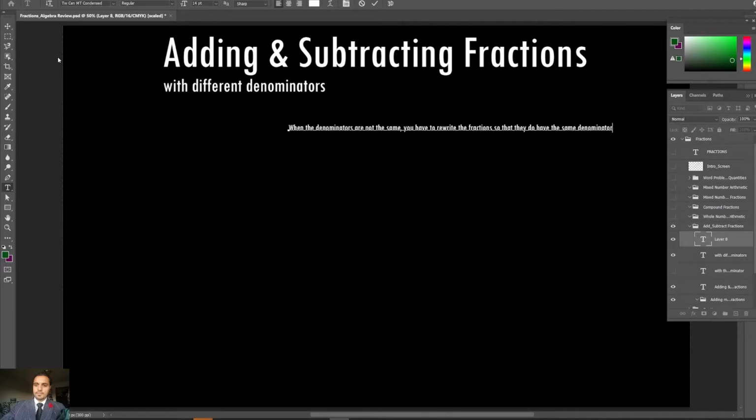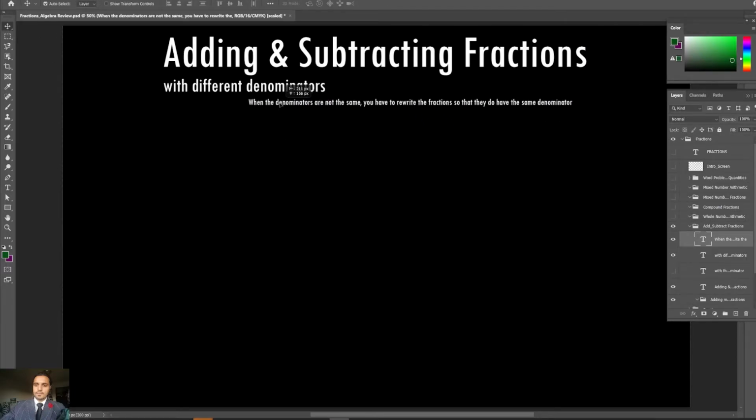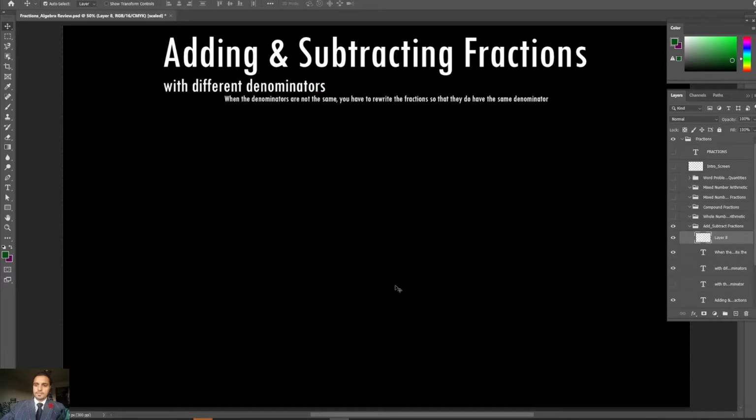So there is a technique for making two fractions' denominators the same when they're not the same. How do we do that? Let's say for example we have 1 over 2 plus 3 over 7. We can see that these denominators are not the same, so we cannot do 1 plus 3 because that would be incorrect. So what can we do? We can make these two the same.